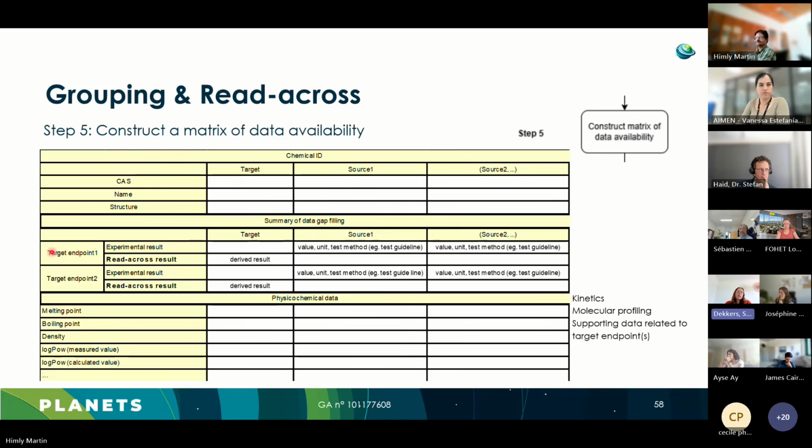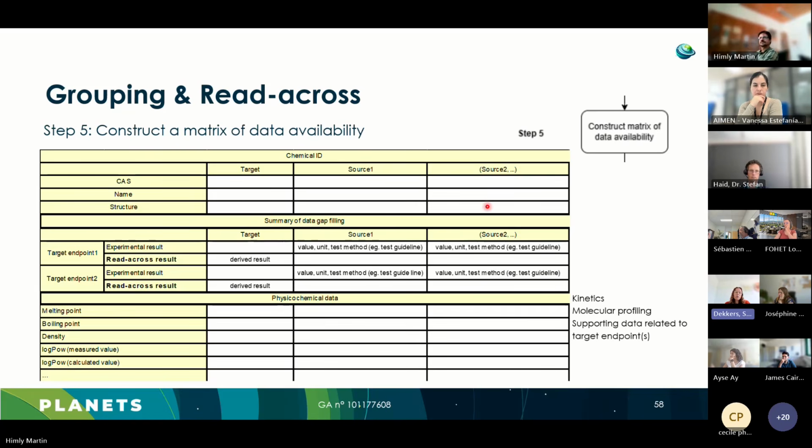Yeah, so this is in the annex. You have this data structure in which you have the substances: the target substance for which you want to fill the data gaps, and the different analogs. Then you fill in the data you have, the experimental data from the known chemicals, and you can fill in the derived results for your target.